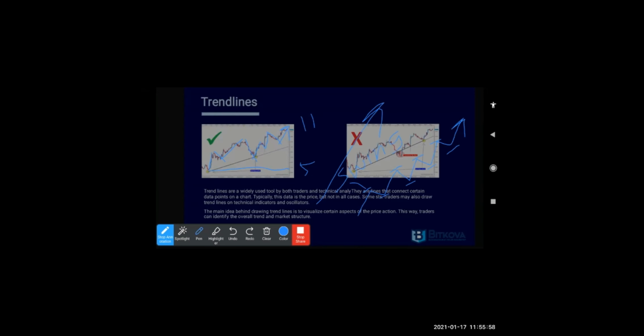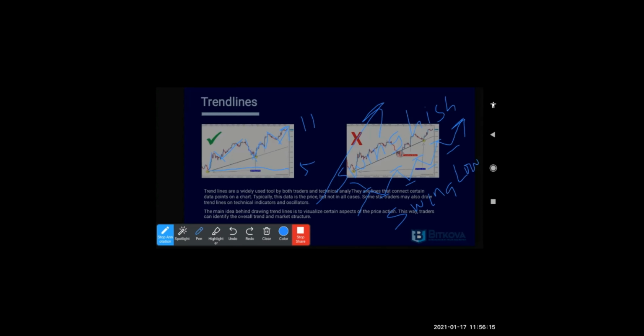S-W-I-N-G. Okay? So the ones that are at the top, we call them swing high. The ones that are at the bottom, that is below the line, we call them swing low. Just like in our candlestick, we have open, close, high, and low.